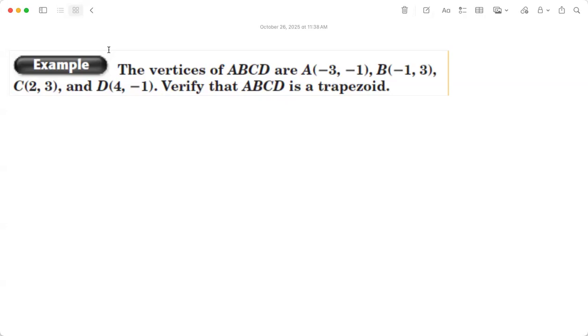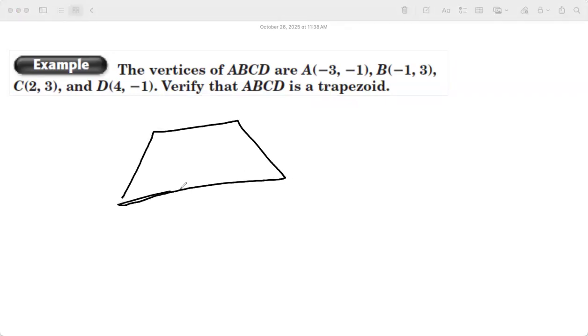How will you check? Two pairs of equal slopes. Equal slopes will tell you that only two sides are parallel. The slope of this and this will be equal.